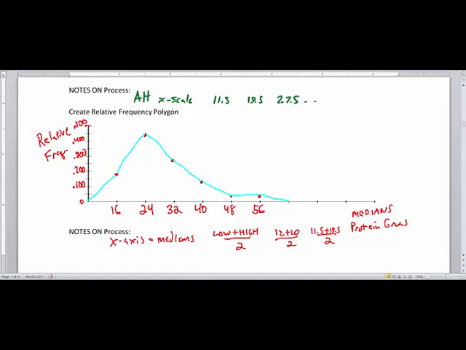Oops. I want to make sure I get the color here. Come on, give me the right color.